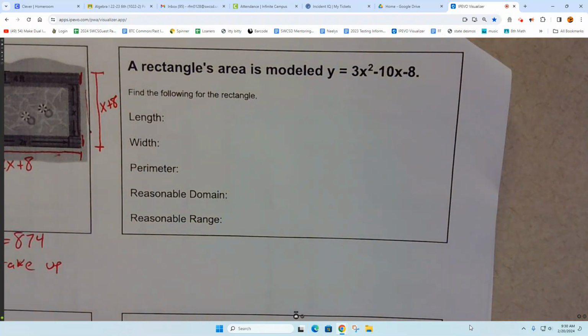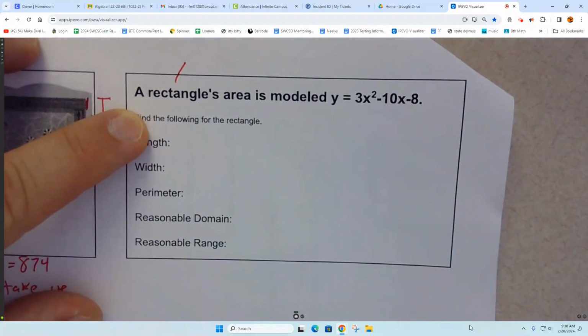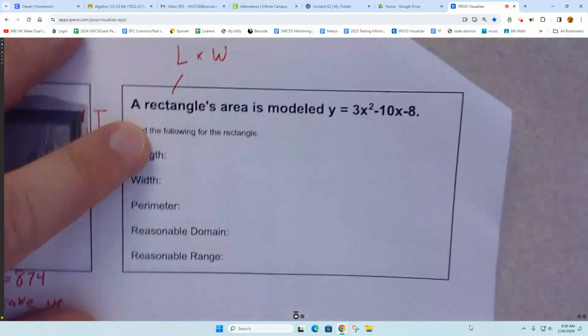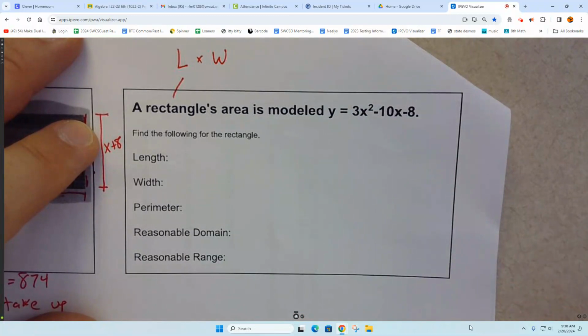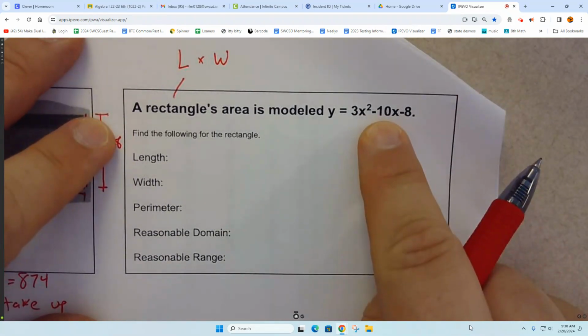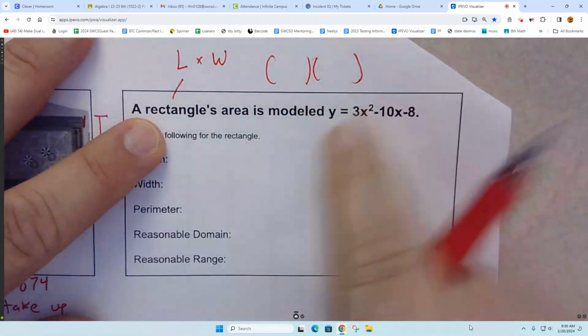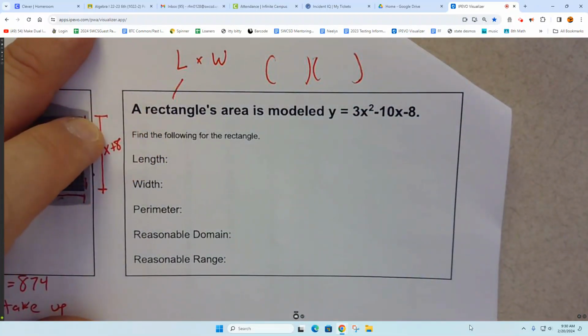Okay. It's a rectangle. How do you find the area of a rectangle? Length times width. So length times width, which means something times something. So what do you think we need to do to this problem? Undistribute. Factor. We need to factor this. And if we have it as something times something, then we'll just say the smaller one's the width and the larger one's the length.